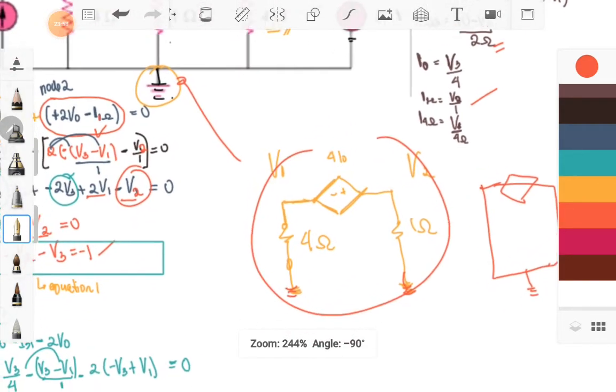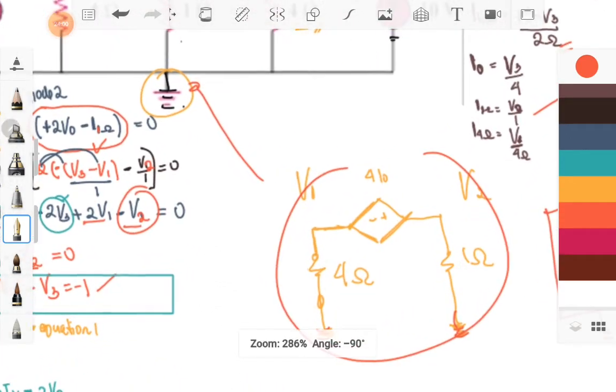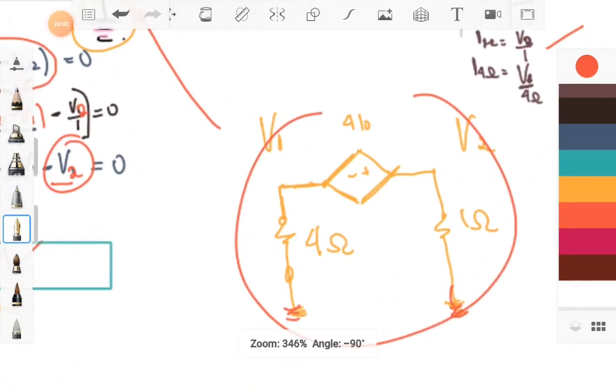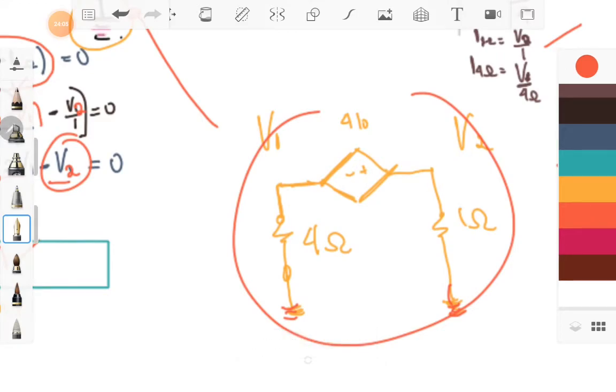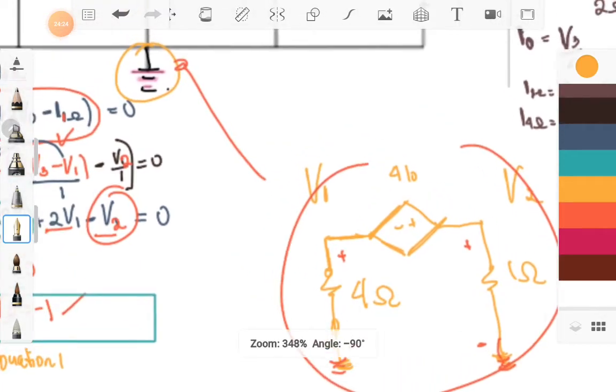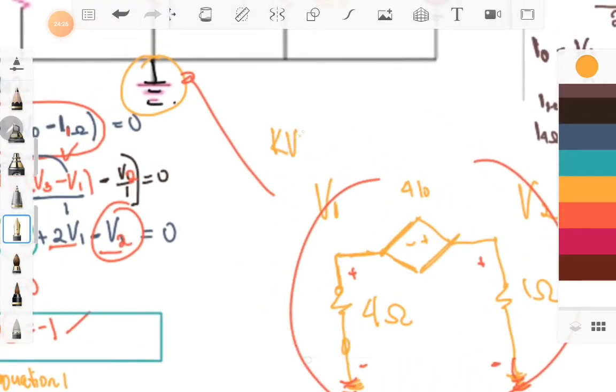Since I have my V1 and V2, I will assume the polarity of V1 and V2. Let's say this is my positive and negative, so my negative or neutral will be at my ground. This will be the sign notation of your V1 and V3. Our next step is a KVL at our super node. KVL at super node will be our equation 3.